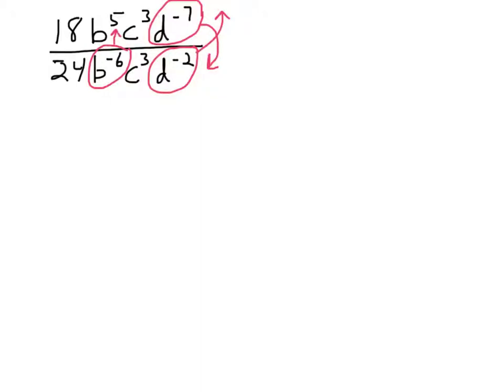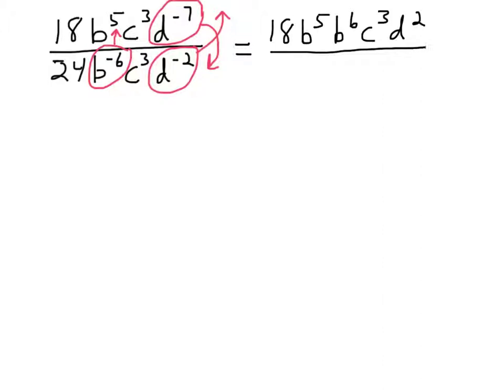Be careful, this 24 here stays in the denominator. That's not connected really to that b to the negative 6th, because 24 has its own exponent, and that's a 1. It's 24 to the first power. So the first step would just be to rewrite everything without the negative exponents. So we would have 18 b to the 5th, and then I'm going to go ahead and squeeze in that b to the 6th right there. And then we have c cubed, and then we'll have d to the 2nd power.